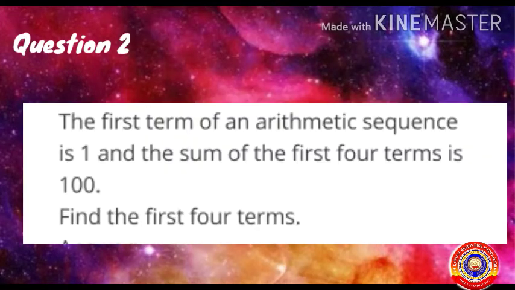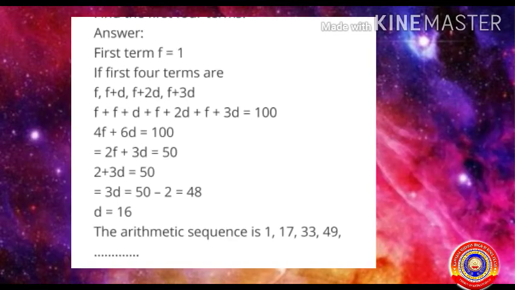Next, question number 2. The first term of an arithmetic sequence is 1 and the sum of first 4 terms is 100. Find the first 4 terms. Consider the first 4 terms are f, f plus d, f plus 2d, f plus 3d. The sum of all the 4 terms is given as 100. 4f plus 6d equal to 100, that is 2f plus 3d equal to 50. Then we get d equal to 16. So the arithmetic sequence is 1, 17, 33, 49.